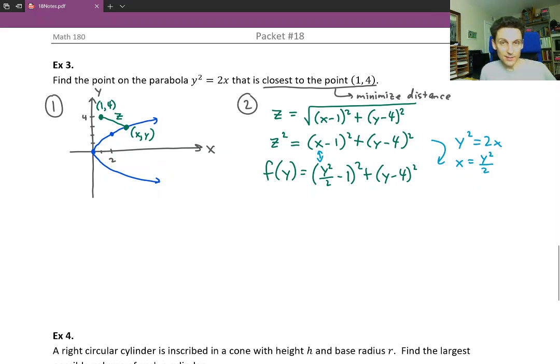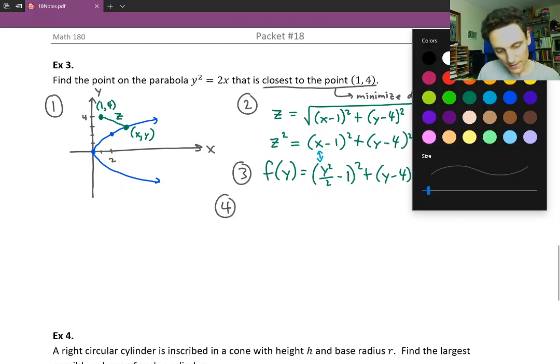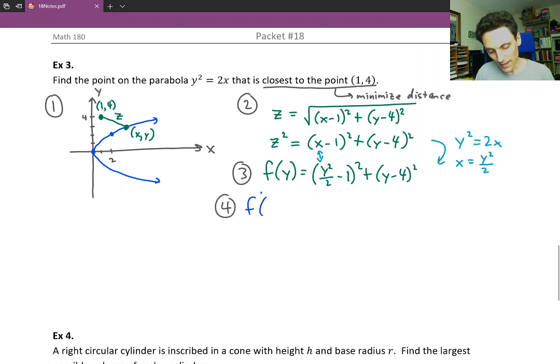So again, this is not giving us the distance between 1 comma 4 and a point on the parabola. It's giving you the square of the distance between those 2 points. That's okay, as long as we minimize this function, we'll have minimized the distance function. And this is, again, much easier to work with. At this point, we've done number 3. So now we're on to number 4, which is finding the max, or min in this case, minimize the distance.